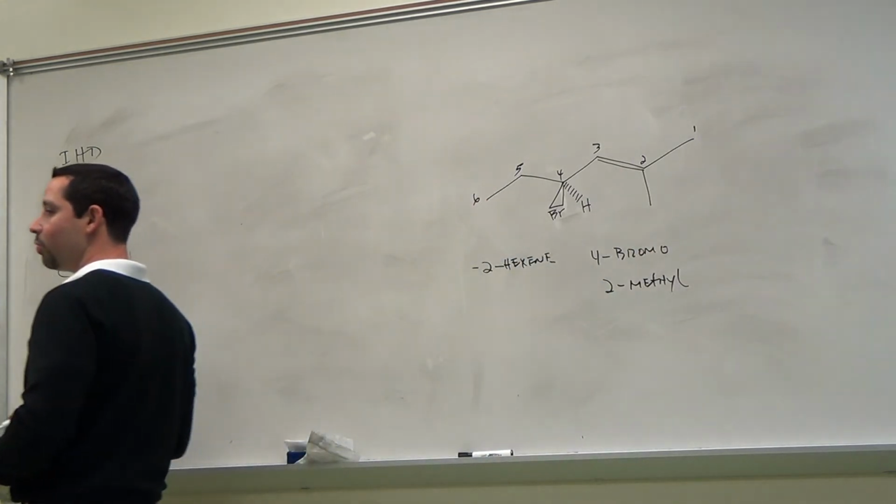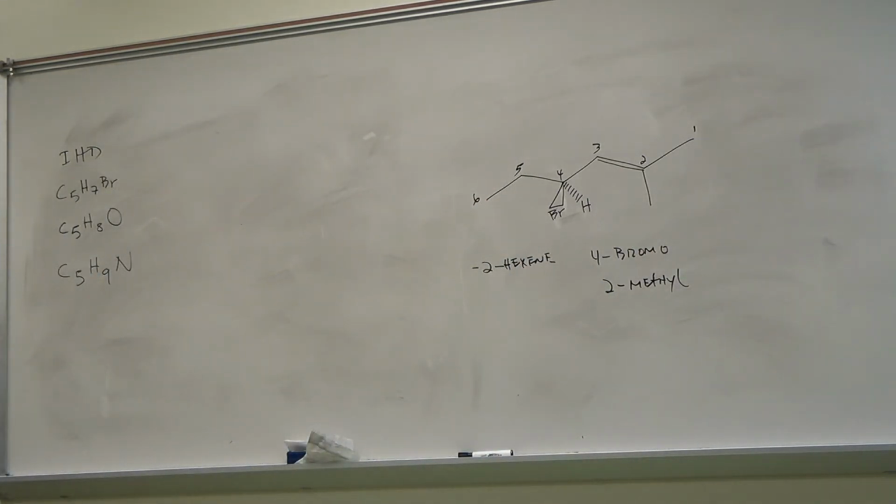Yes. Now the problem with this 4 bromo is that this is chiral. And if it is chiral, you have to say whether it is R or S. It gets complicated, I know. You are going to have this nomenclature on the test. So you call it 4R bromo.